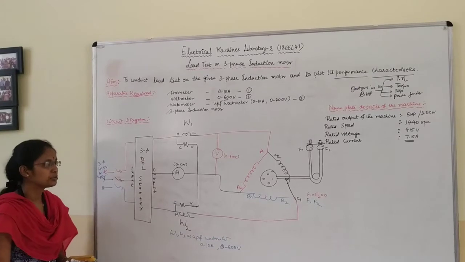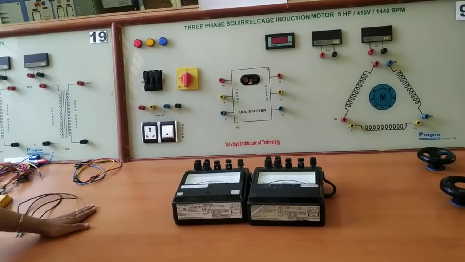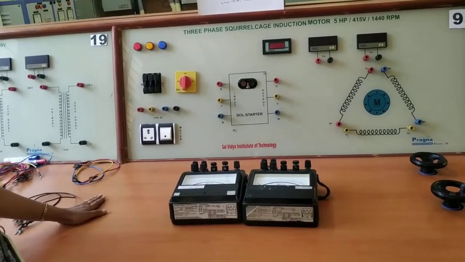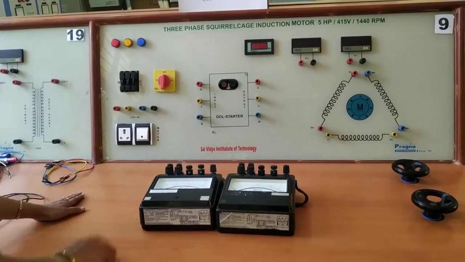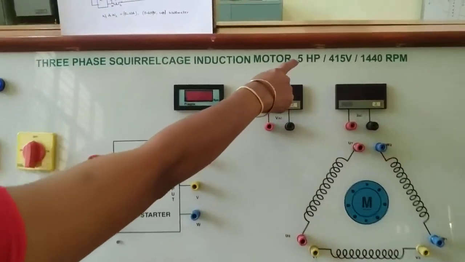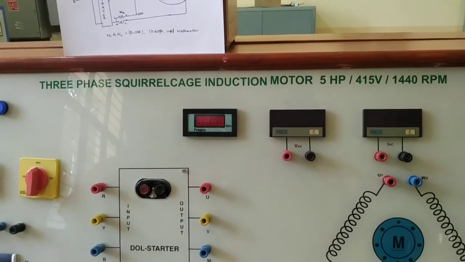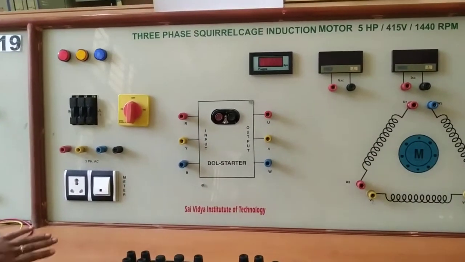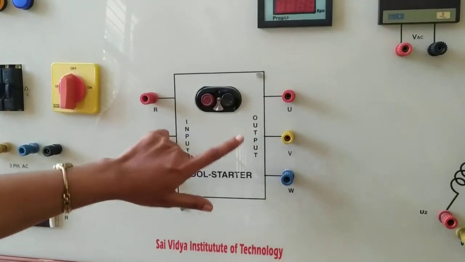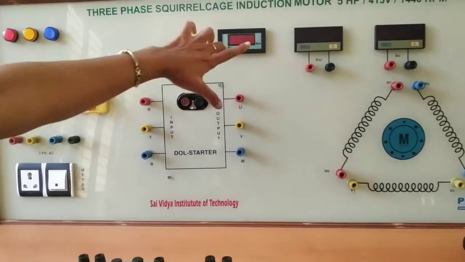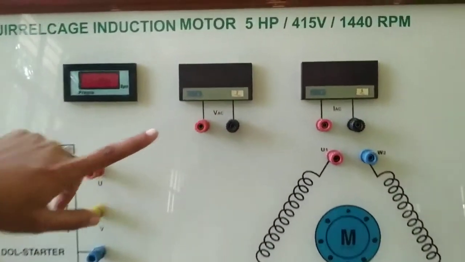So now let's move on to the setup where we are going to conduct this experiment. This is where we are going to conduct the load test on a 3-phase induction motor. In this setup, you can see the specification I have discussed: a 3-phase squirrel cage induction motor, 5 HP, 415 volt, 1440 RPM. And here the DOL starter, which has input terminals R, Y, B and output terminals U, V, W. The voltmeter we are going to use is on the board itself, and the ammeter is also available on this board itself.